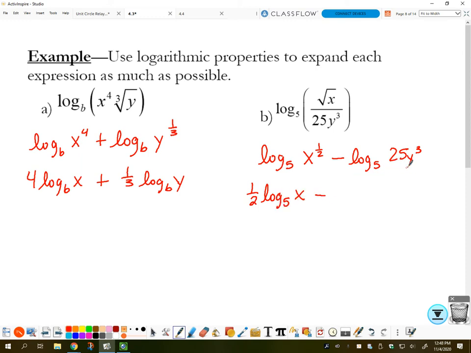Alright, here I have two things. These are being multiplied, 25 times y to the 3rd. So we're going to say log base 5 of 25 plus log base 5 of y to the 3rd. Putting those in parentheses because they go together, just to help keep the order of operations intact. Alright, so this piece is done. Just bring it down.